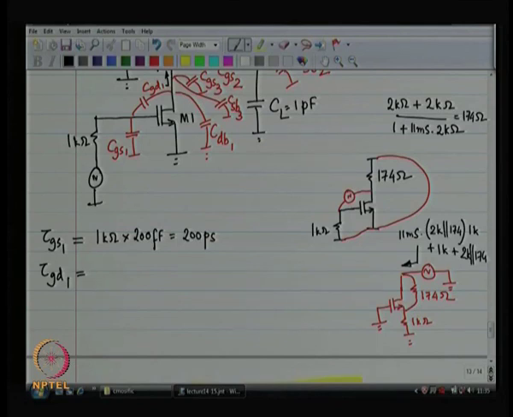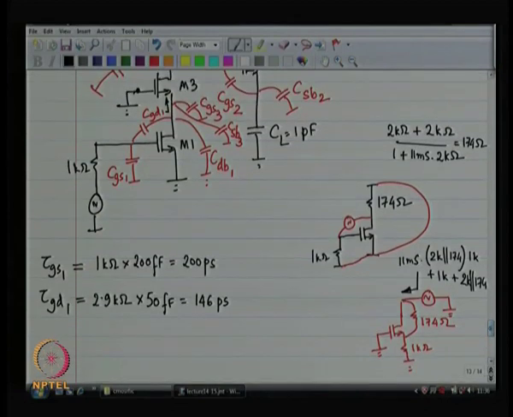So net what you get is something like 292 ohms or 2.9 kilo ohms, I am sorry, and the capacitance is 50 femtofarads. So from 600 picoseconds you have dropped to 146 picoseconds. Certainly you have done a good job. All right.